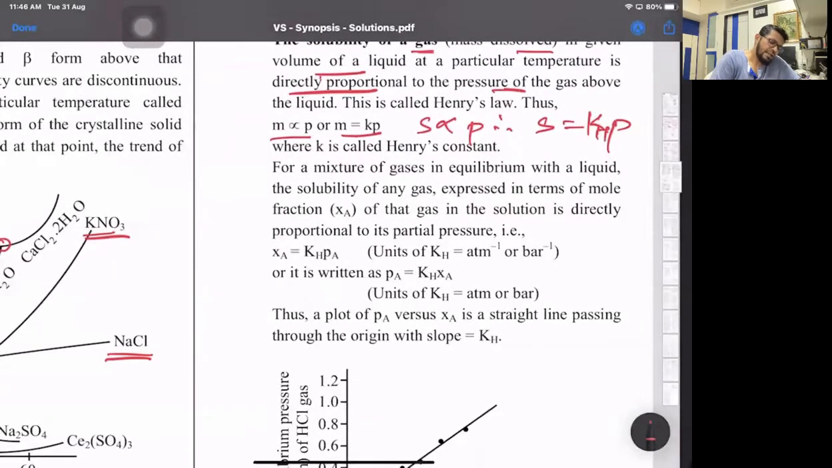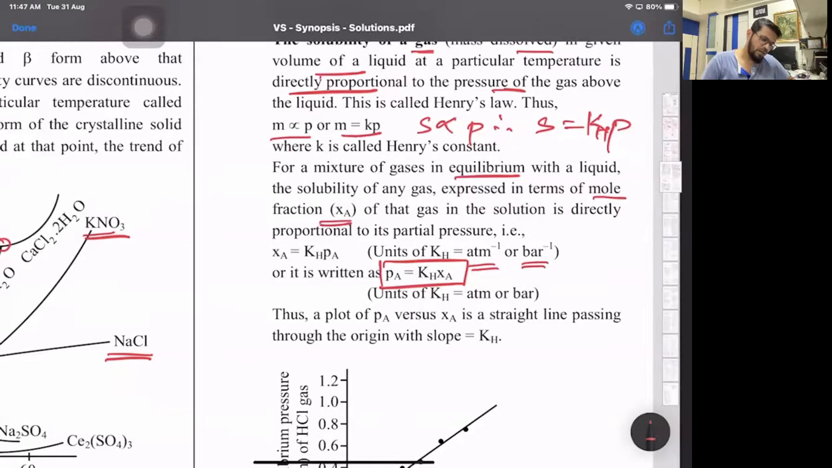For gases at equilibrium with the liquid, the solubility can also be expressed in terms of mole fractions. So mole fraction X is equal to Kh into P, where the unit of Kh is per atmosphere or per bar. We can also write this as P is equal to Kh into X. So, assuming a binary solution of solute and solvent, the pressure due to A will be the Henry's constant multiplied by its mole fraction.